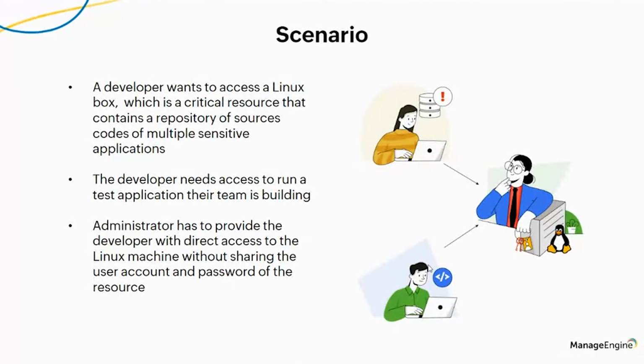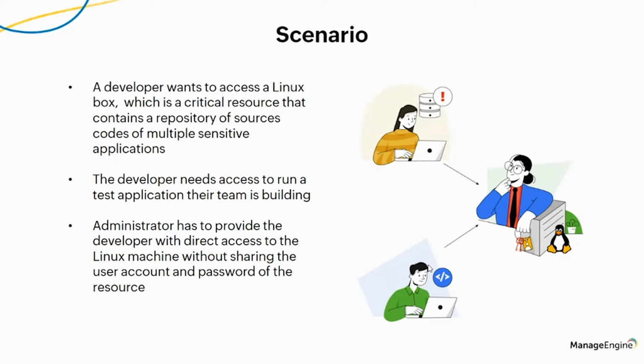So we'll start with a simple scenario. Let's say you have a developer, and this developer needs access to a Linux box, which contains some critical data and critical resources. The developer would like to run an application to test some of the capabilities they have built, and unfortunately, they could do that only on that Linux machine. So how would this be handled in a typical IT infrastructure? Obviously, the developer needs to put in a request and get an approval from the Linux administrators, perhaps, to be able to gain access to the system.